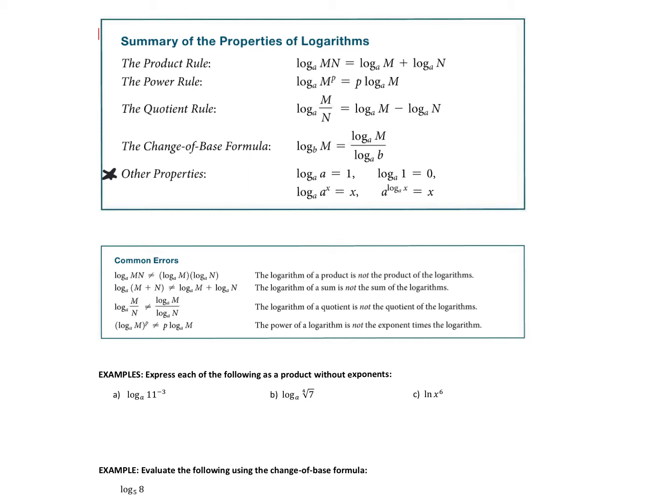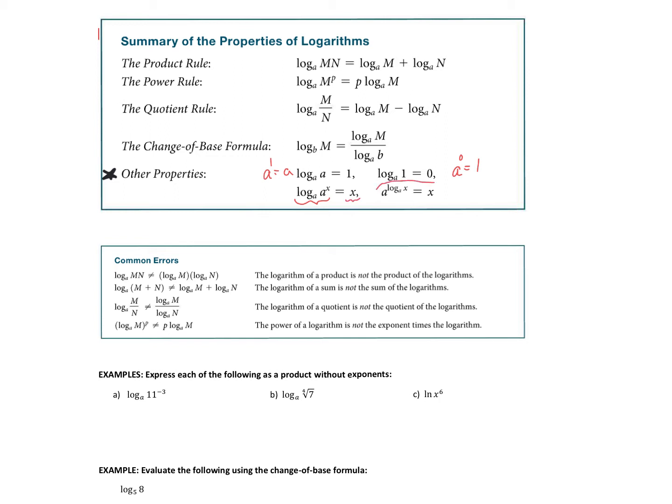For example, log base a of a is 1 because a to the first is a. Similarly, log base a of 1 is 0 because a to the 0 is 1. And for this one down here, the log base a of a to the x basically says, what power do I have to raise a to get a to the x? Of course, the answer there is x.